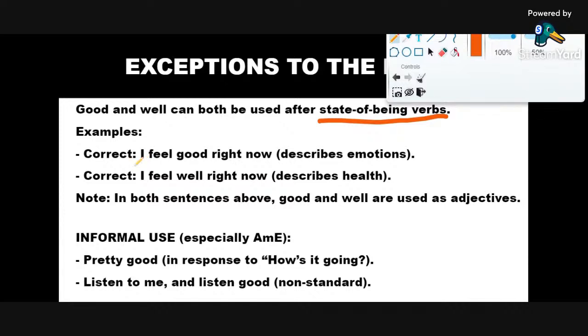Okay, so it is correct to say, I feel good right now. I feel good right now. In this case, you are describing your emotions. I feel good right now.